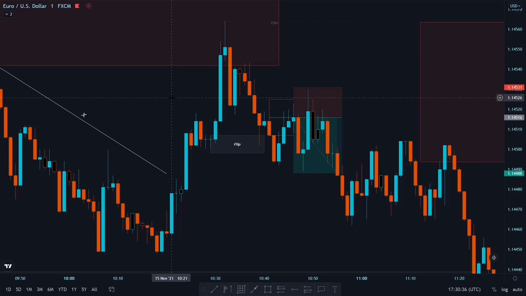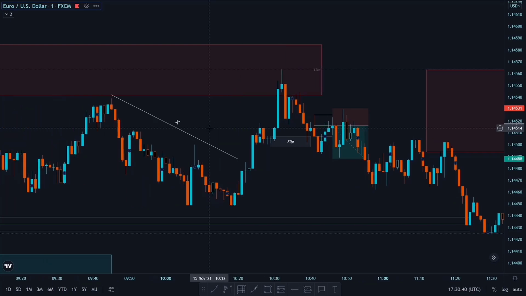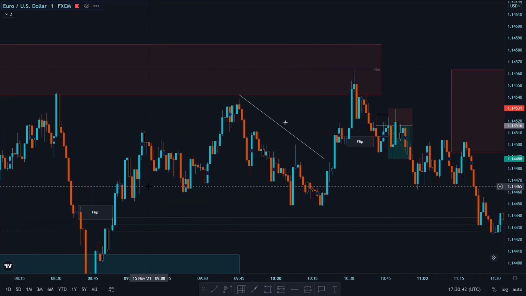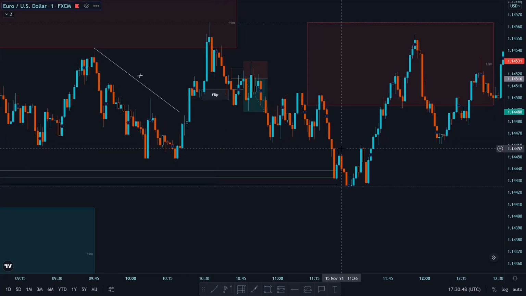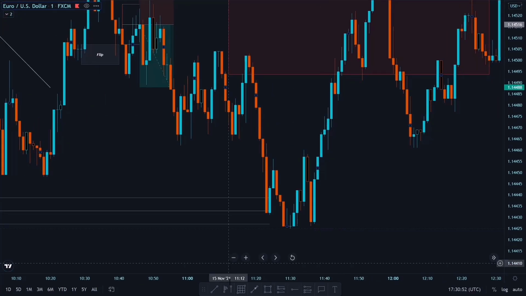So after that we melt to the downside, and we again tap into the demand zone from where we got a flip. So after tapping into our demand zone, we get a change in character here. Here we got a change in character.